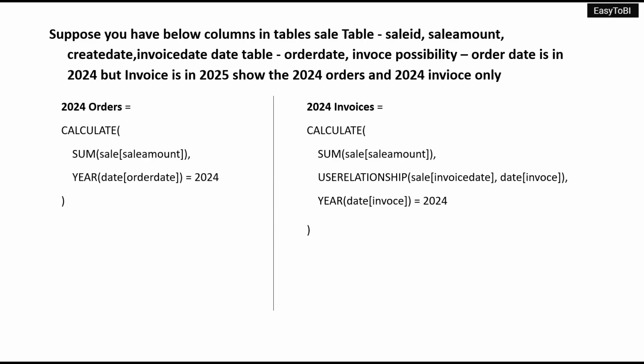This is a small change, yes, but now the main part is coming here. We are using the USERELATIONSHIP function to tell Power BI to use the inactive relationship based on column 1, which is the invoice date, and column 2, which is the invoice. On the basis of that, Power BI will calculate the sum of the sales amount for invoice equal to 2024. So this is the use of the USERELATIONSHIP function to use an inactive relationship between the two tables.